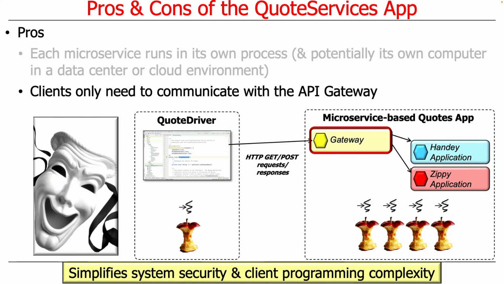The other nice thing about this design is the clients only need to communicate with the API gateway. They don't have to know anything whatsoever about the organization of the microservices in the back end. So that helps with client programming complexity, because they only have to do one-stop shopping to one port number. And it also helps to some extent with system security, because you can have the gateway be the place that does the checks for things like authentication tokens to make sure that the clients have permission to access the services that they're trying to call.